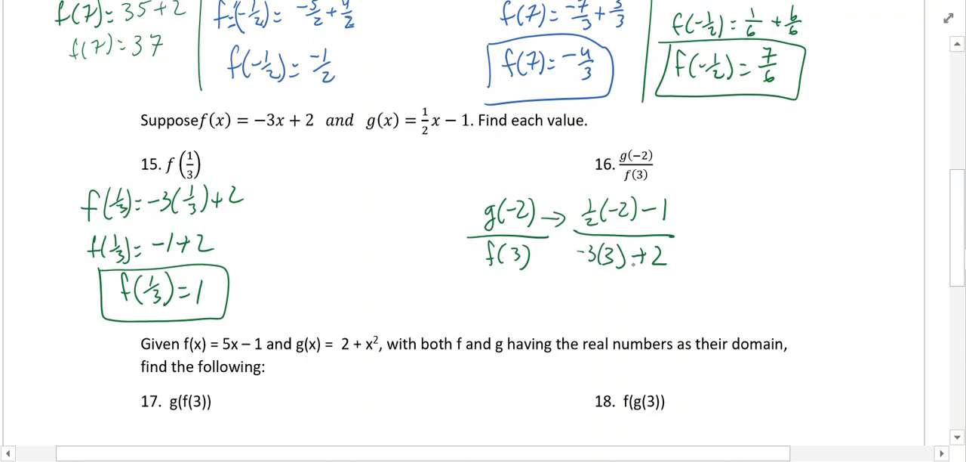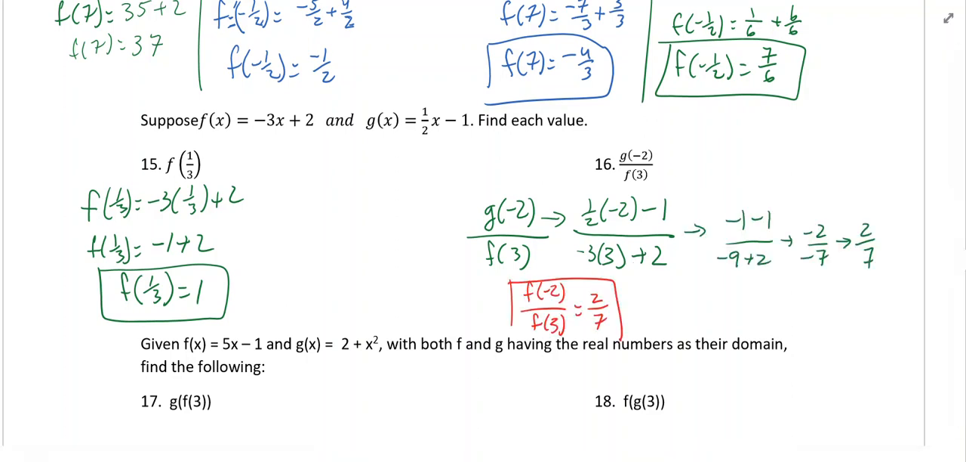Okay, so pause the video and finish simplifying. Okay, so let's see how you did. When you finish simplifying, you should get a positive 2/7. The way I wrote my final answer, oops, this is wrong. It should say g of negative 2. Sorry, that's my fault. So g of negative 2 over f of 3 equals 2/7.